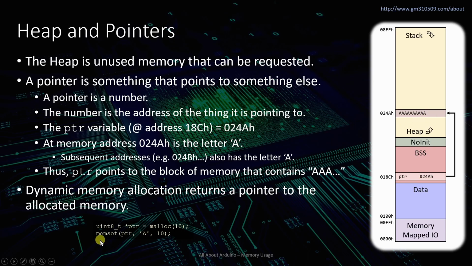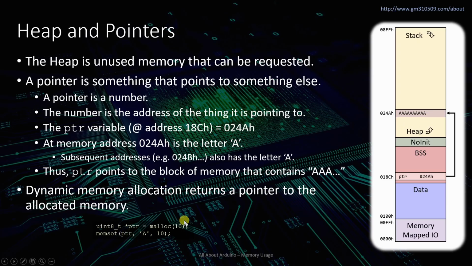So we initialize it with this function, memset. And memset is an AVR libc memory function. It just sets memory pointed to by this PTR, so 24A hex, with this value and for 10 bytes in this case, so for length 10. So basically it puts the letter A starting at PTR 10 times. So that's how it fills this block up with all of these A's.